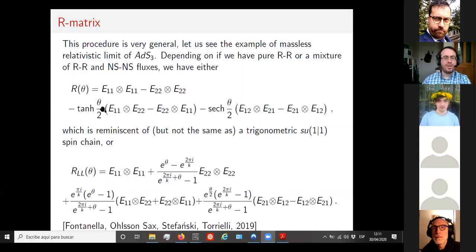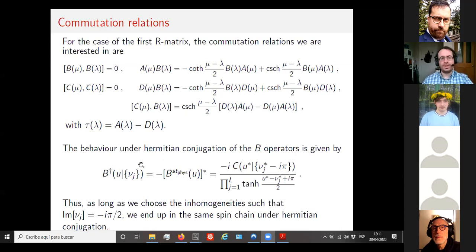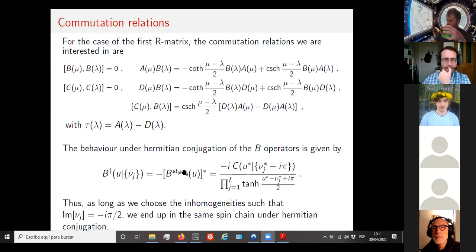And for this first R matrix, these are the commutation relations I need. In this case, this seems like SU(1|1), but it's not exactly that. Because, for example, you have your transfer matrix that is A minus D instead of A plus D, but your B and C operators commute instead of anti-commute. But still, you can perform the same trick. And also, the Hermitian conjugate of your B operator has to be defined now with the supertrace with an extra minus sign to get everything to work. It's still a C operator. You have to play a little bit with the inhomogeneities, but as long as your inhomogeneities have imaginary part minus pi halves, you should have the same kind of spin chain.